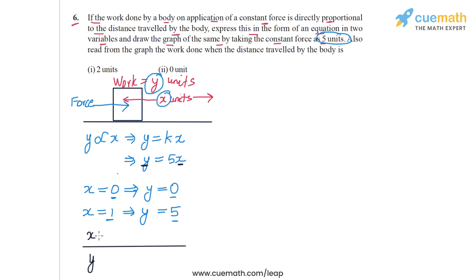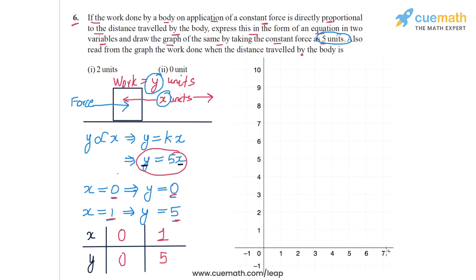Let's write these two solutions in the form of an xy table so that they are easy to read. Alright, so we draw two columns for the two solutions, and one solution we obtained was 0, 0, x equal to 0 and y equal to 0, and another solution we obtained was 1, 5, x equal to 1 and y equal to 5. Now we will plot the graph of the equation y equal to 5x using these two solutions.